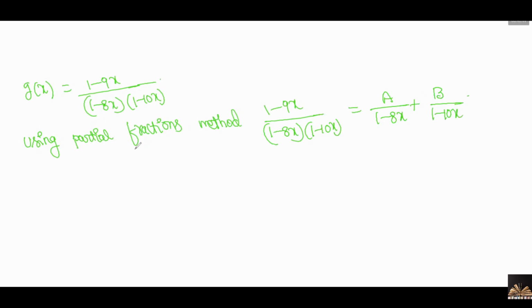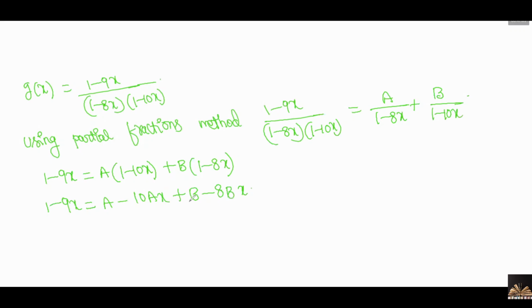So you take the LCM. So therefore this denominator will get cancelled. Now it becomes 1 minus 9x is equal to a into 1 minus 10x plus b into 1 minus 8x, and you simplify it. 1 minus 9x is equal to a minus 10ax plus b minus 8bx, right? Now you write it, you take x terms at one side and constant at one place. Now it becomes a plus b minus x into 10a plus 8b, right?